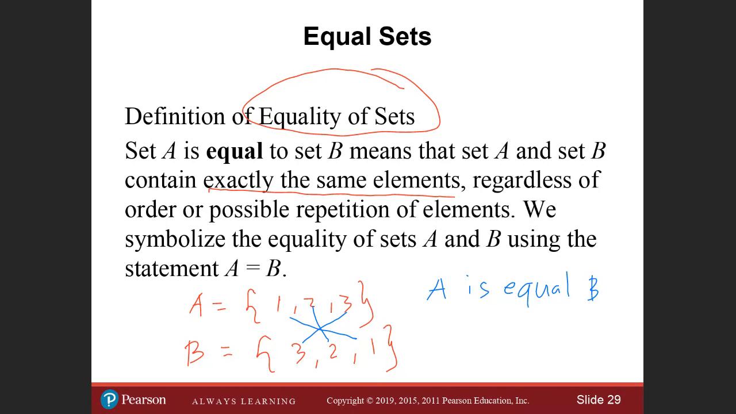But take note, it says possible repetition of the elements. So it doesn't matter. You're not counting the number of elements now. So if you have, let's say, 2 threes or 3 twos, it doesn't matter at this point. Still they are equal as long as all the elements would be in the other set also. Exactly the same elements.